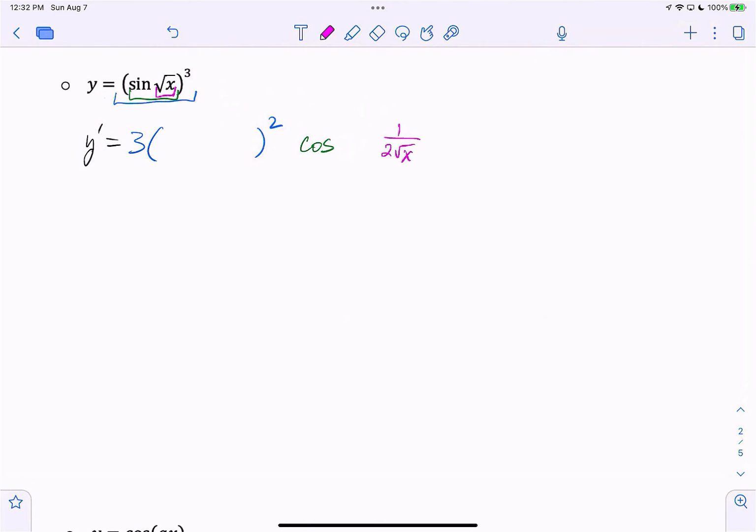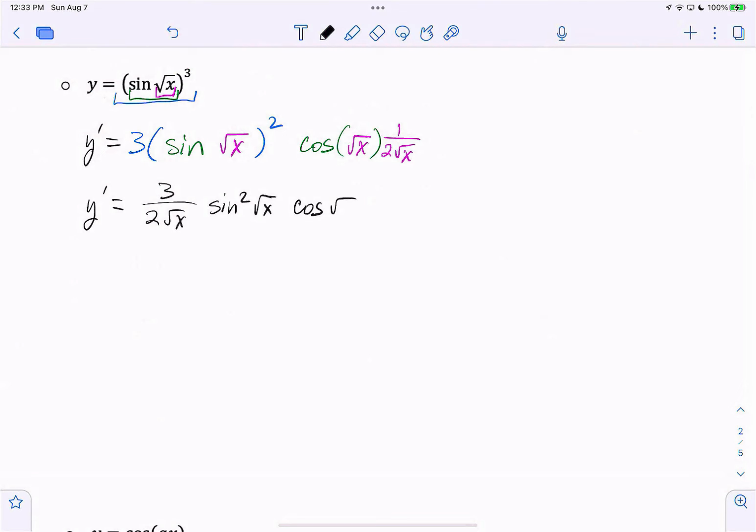Now, the cosine function was holding a square root of x. The exponent was acting on the sine of the square root of x. I'm not going to be able to simplify here, but I can rewrite it. So I'm going to write it as 3 over 2 times the square root of x times the sine squared of the square root of x times the cosine of the square root of x. I'm going to put a little dot between the sine and cosine just to make that really clear. And that's it.